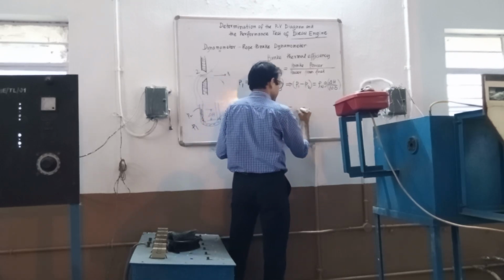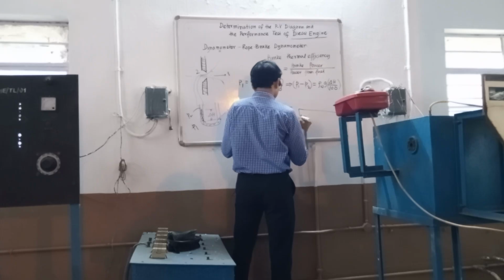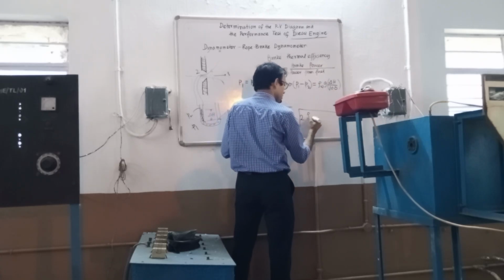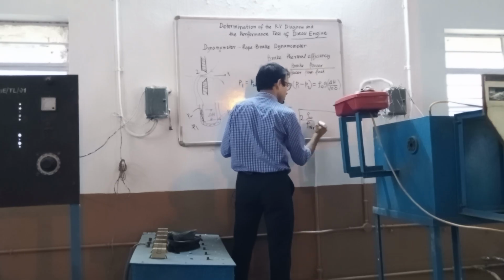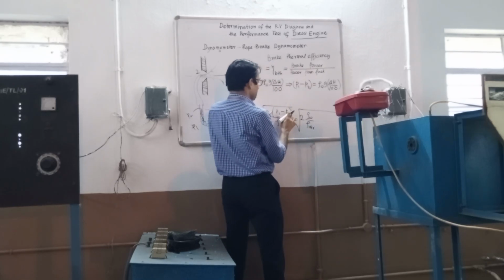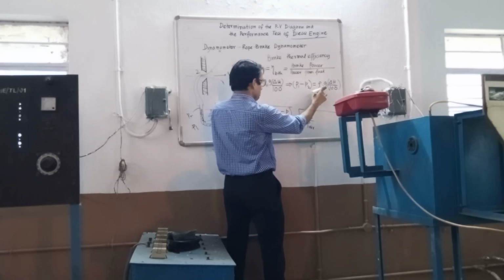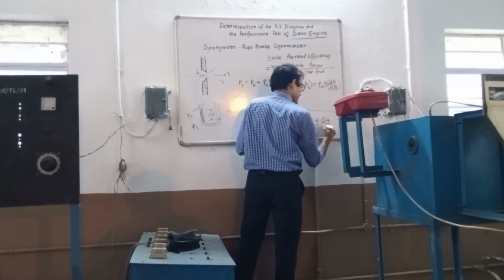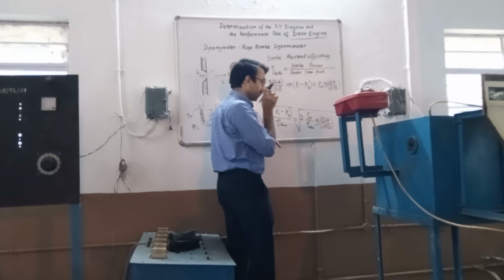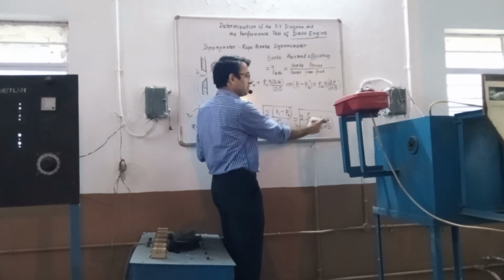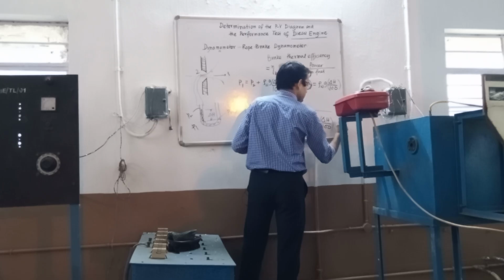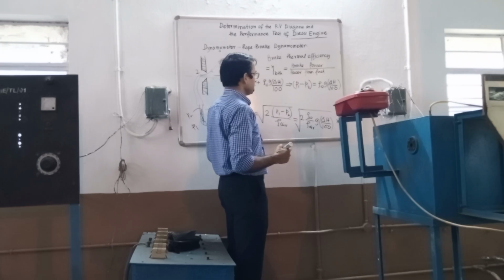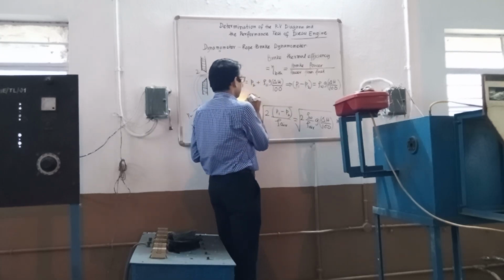Okay, so I can put it here. It will be V2 equal to under root 2 times rho W by rho air into g into delta H by 100. So what is that? That is meter per second, so that is velocity. Now, what is the flow rate?